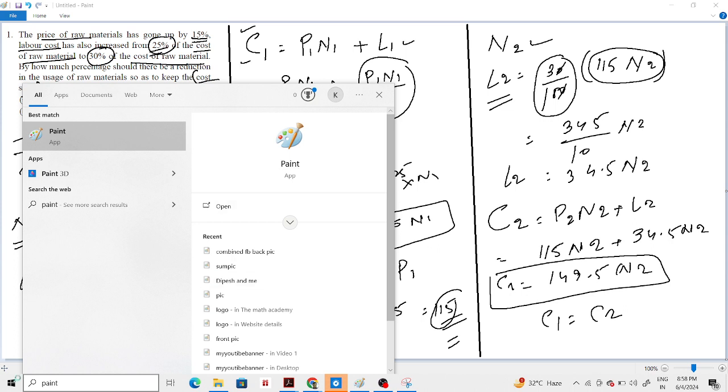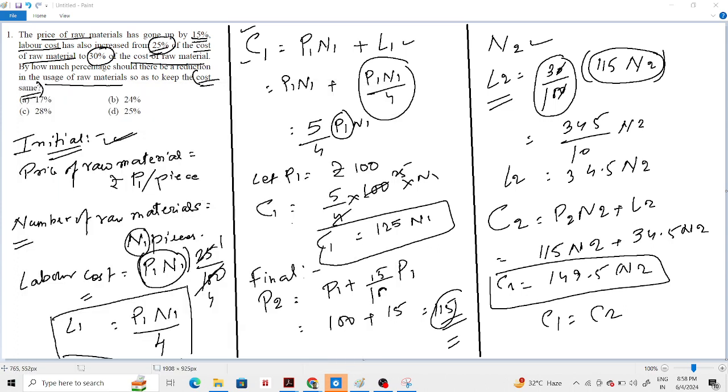Wait, let me open another paint window. Supratim, I'm coming to you. Just let me complete this sum.